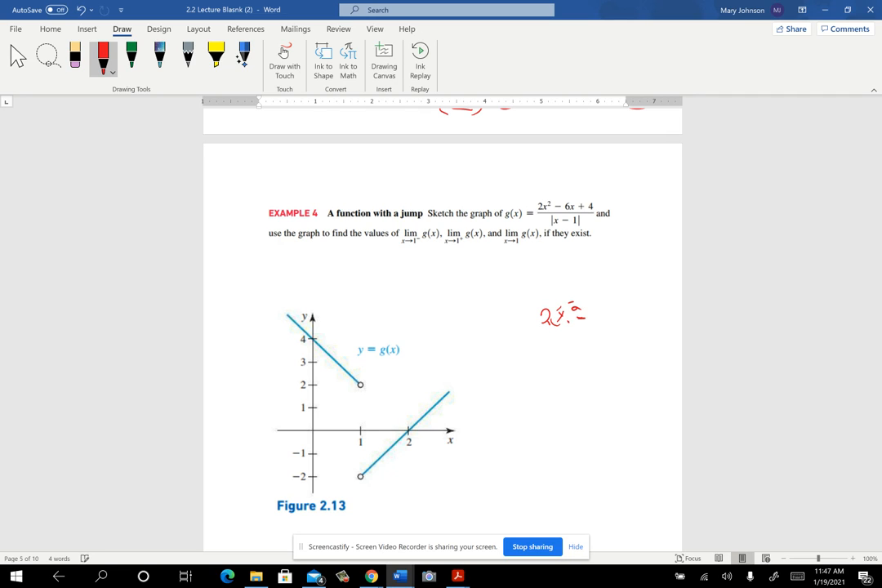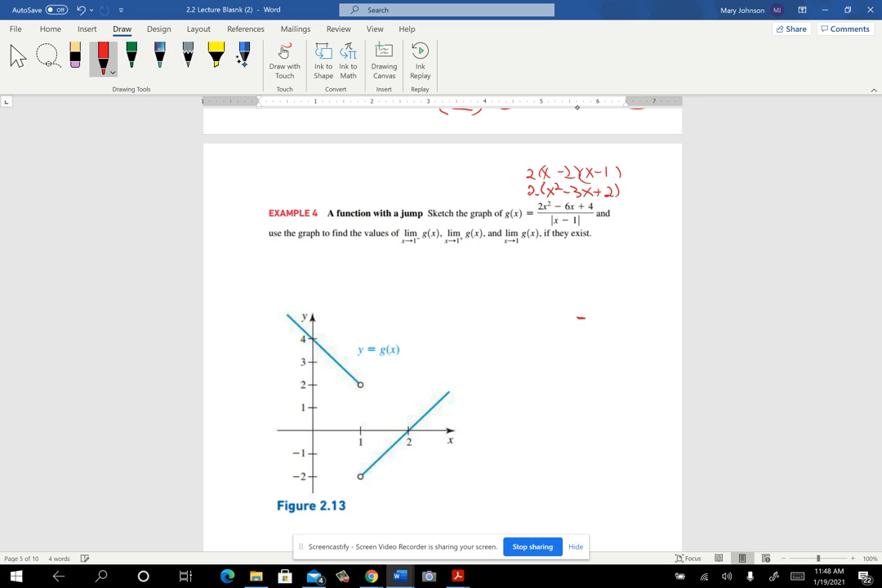If you can factor out a 2, we do it up here. If you factor out the 2, you'll have x squared minus 3x plus 2 left, and that could factor into x minus 2 and x minus 1. So see how there's an x minus 1 down here and an x minus 1 up there? Here's the thing. There's an absolute value around that x minus 1 in the denominator.